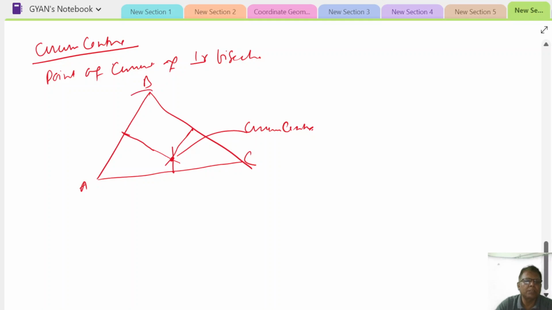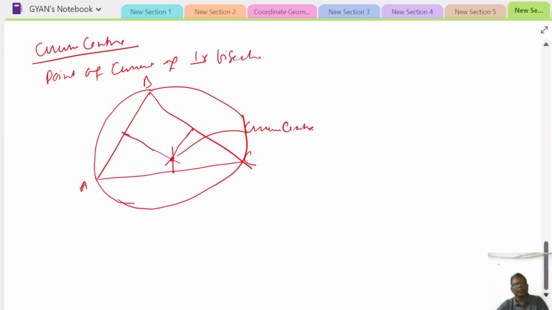So if you draw a circle from the circumcenter, it will pass through all three vertices of the triangle. Here this is equal, this is also equal, this is also equal. This one is equal, and this is perpendicular, so it is called the perpendicular bisector.